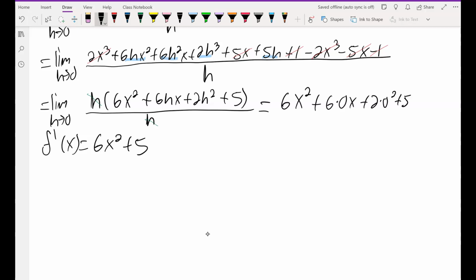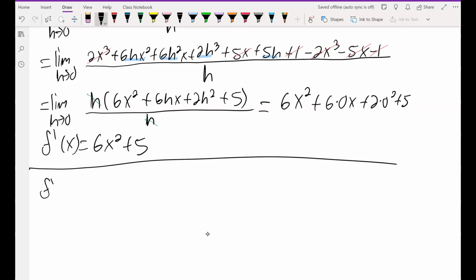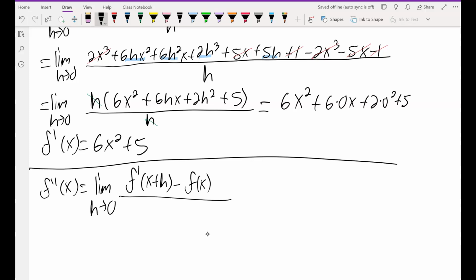And now using this, we're going to do this process one more time to find the second derivative. So we have that the second derivative of x is equal to the limit as h approaches 0 of f prime of x plus h minus f prime of x all over h. And this should be the primes, not the f of x's, because you're taking the derivative of a derivative.